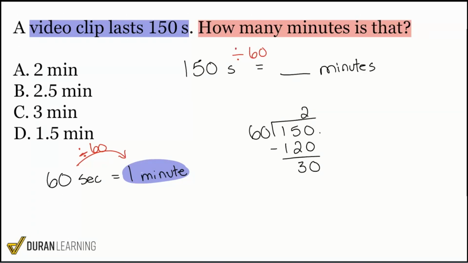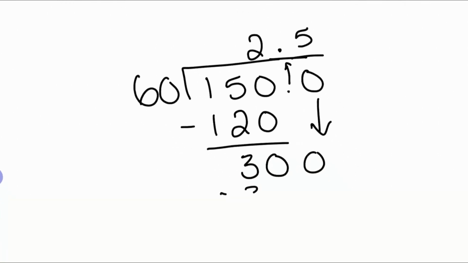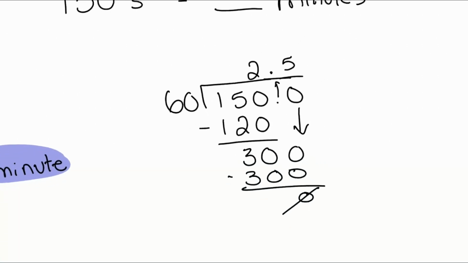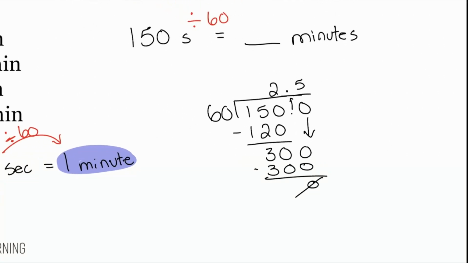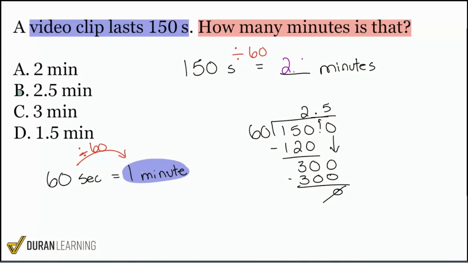So here, let's put that decimal place with that 0, bring it down. We got 300. Everybody, how many times does 60 go into 300? Yeah, that'll be 5 times. So we don't want to forget putting that decimal right above where it was as well. And then we have that 60 going into 300 exactly 5 times. Subtract that 300, and we're all good. Booyah. All done. And so we have 2.5 minutes, and there we go. That's our answer. Our answer is going to be answer choice B.